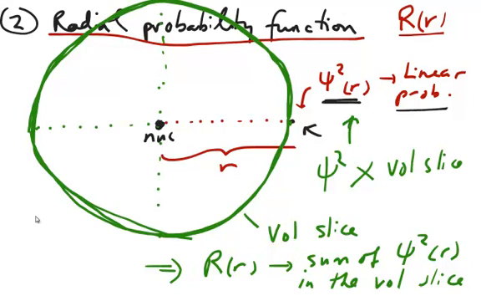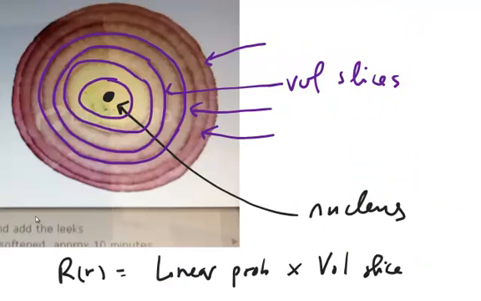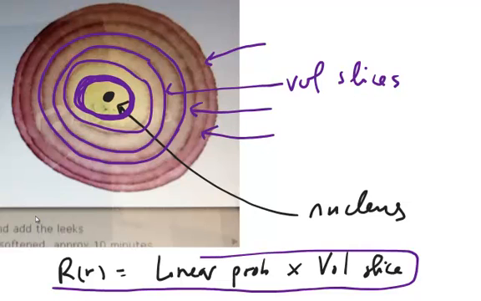You think about this, this is very similar, the atom, to an onion. The nucleus is in the center, and then you have these volume slices that are represented by these purple drawings right here, okay? Now, the volume slices get bigger and bigger as you go further and further away from the nucleus. But to get the total probability in a specific volume slice, for example, what you're going to do is calculate the linear probability at a specific point, and then just add all of those in the volume slice. So again, the radial probability is just the product of the linear probability times the volume slice. Okay?